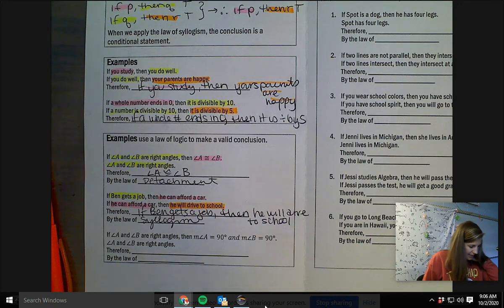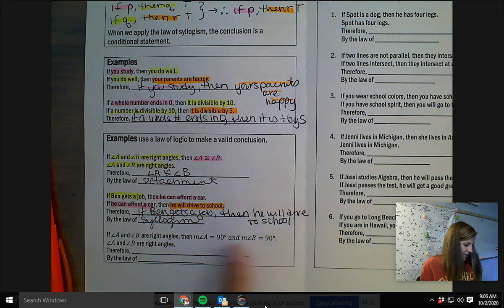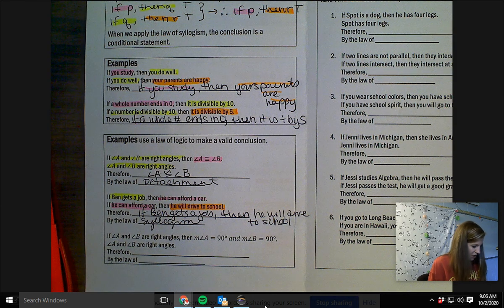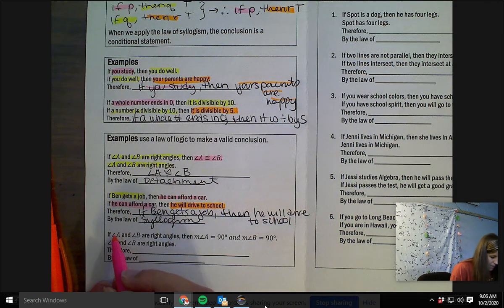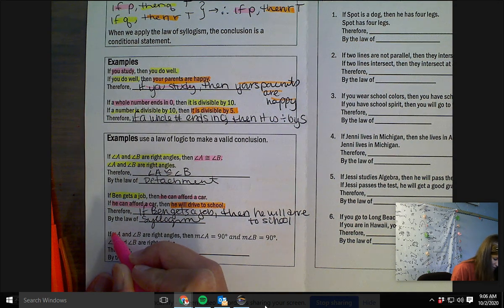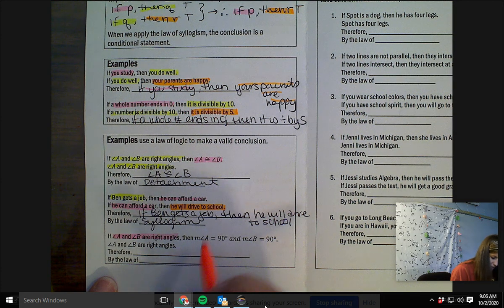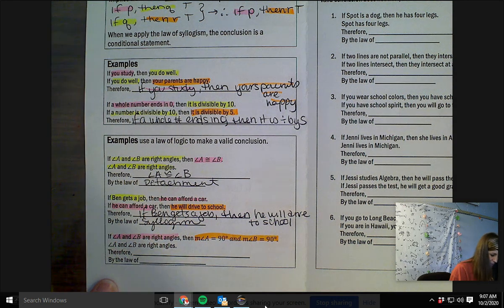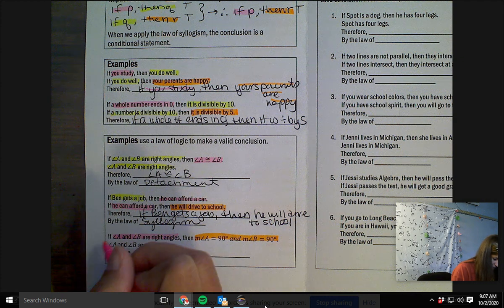Okay, last one here. If angle A and angle B are right angles, then the measure of angle A is 90 degrees and the measure of angle B is 90 degrees. Angle A and angle B are right angles. Gosh, I feel like that was one I already did, but I don't know, let's see. So angle A and angle B are right angles is a hypothesis here. Then we have the measure of angle A is 90 and the measure of angle B is 90 is a different statement. And then they said that angle A and angle B are right angles again. So that was my hypothesis.